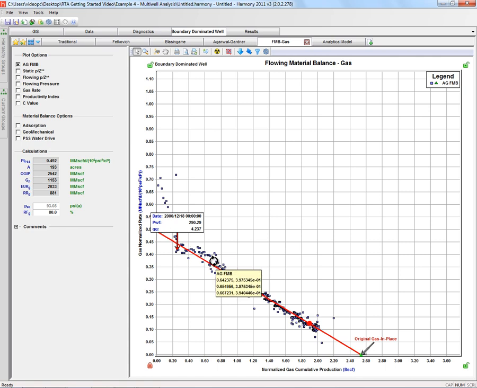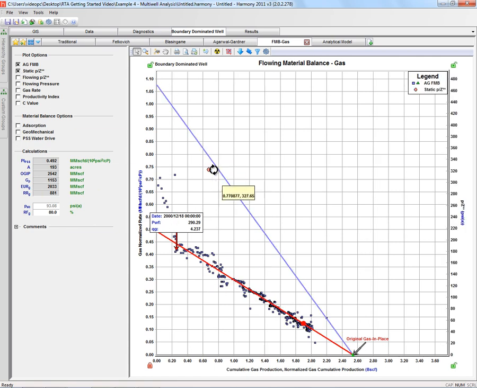To confirm this analysis, we can also turn on the static P over Z plot. This is the equivalent static material balance analysis. That is the one data point that we have. And it's useful to compare these two to make sure that they're consistent. The flowing material balance and the static material balance will always be consistent with each other if the productivity index of the well is relatively constant through the life of production.